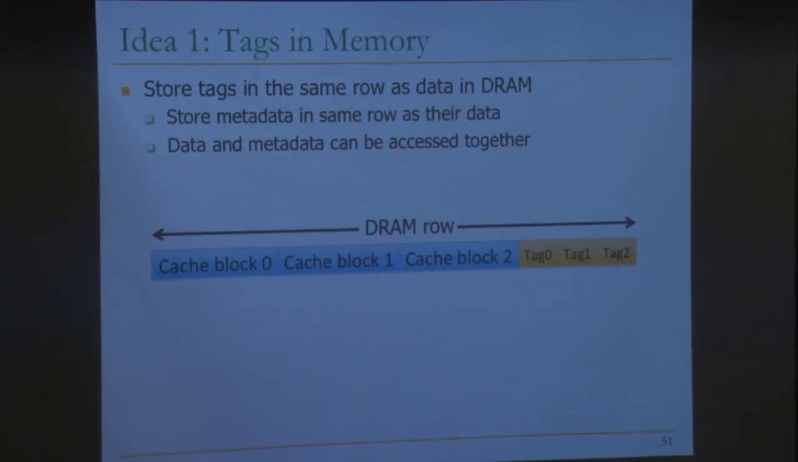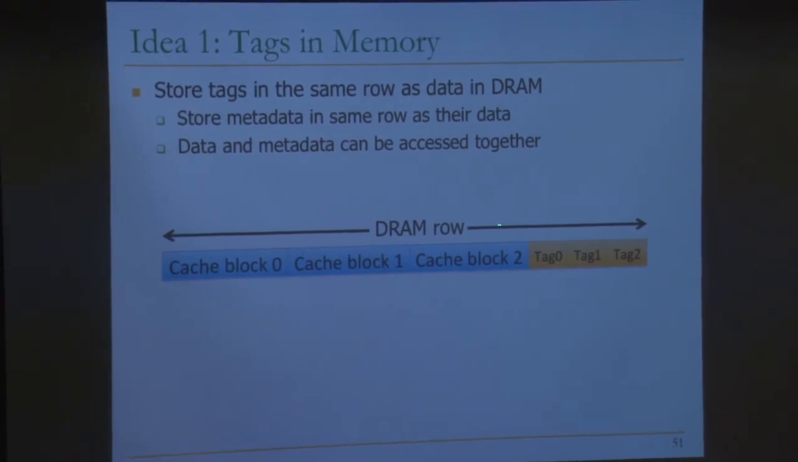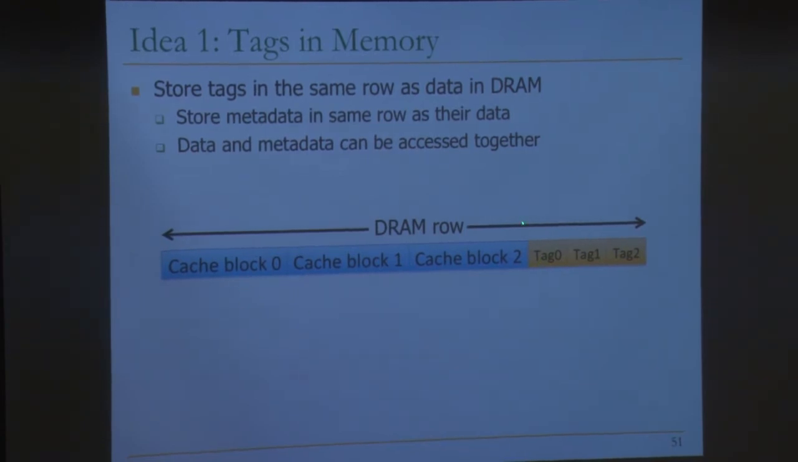So here we have the example of a DRAM row, and we have some cache blocks in this row. At the end of the row are some tags and maybe LRU data that actually map to the cache blocks in this row. So tag 0 stores the tag for cache block 0. Tag 1 stores the tag for cache block 1, and so on.